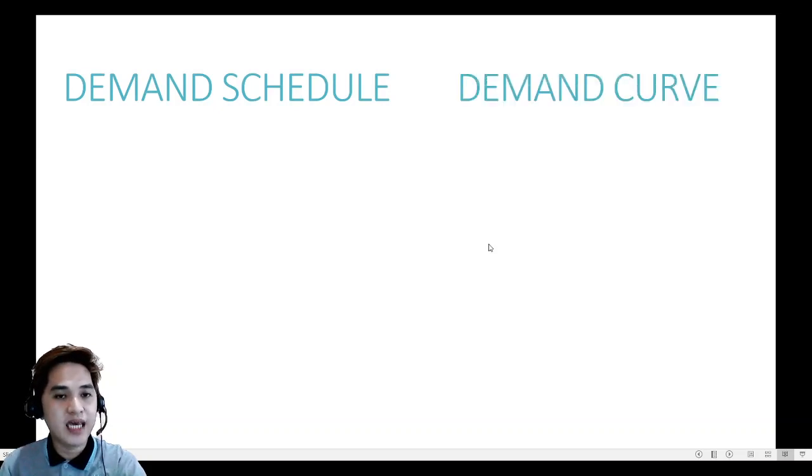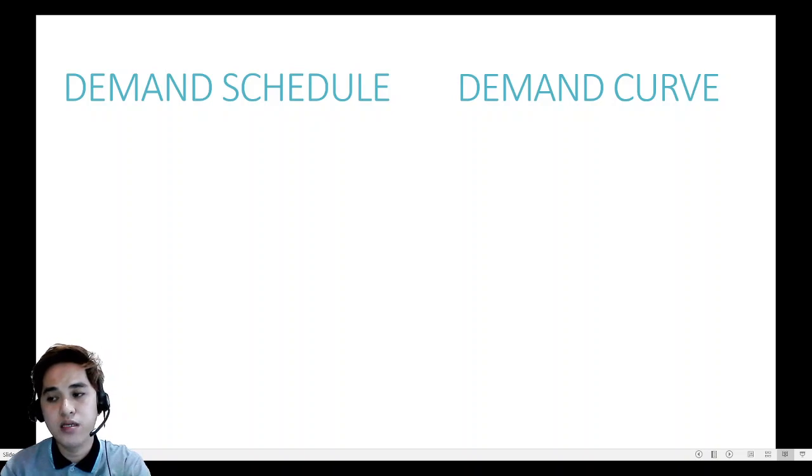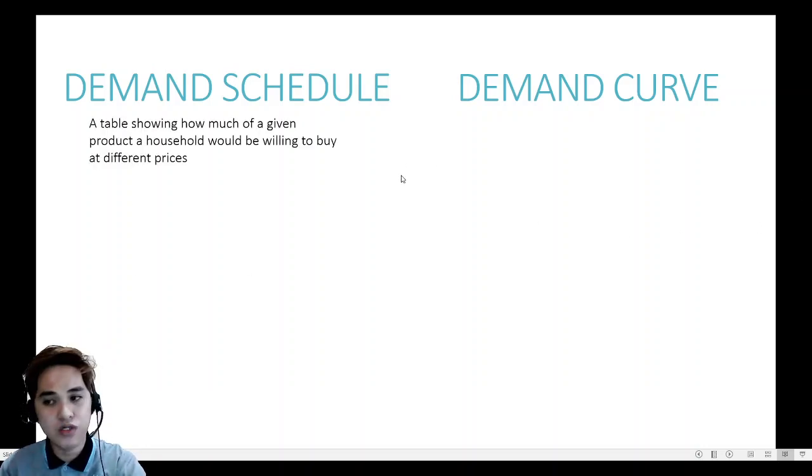Now, we can present demand in three ways. We have the demand schedule, we have the demand curve, and later we have the demand function. The demand schedule is simply a table of values.